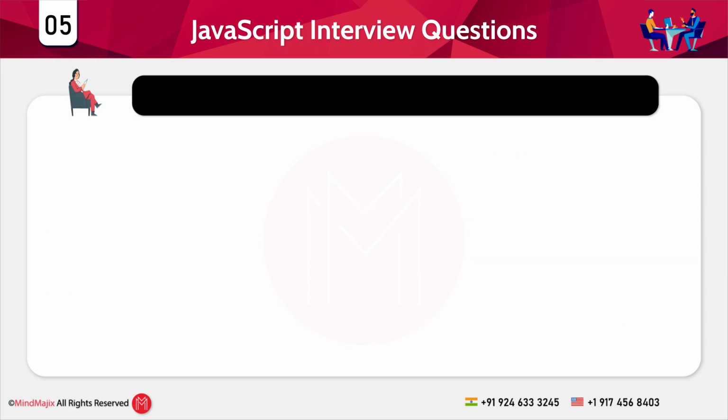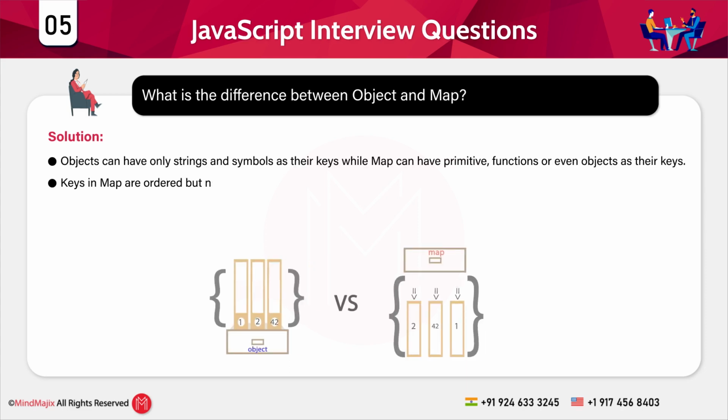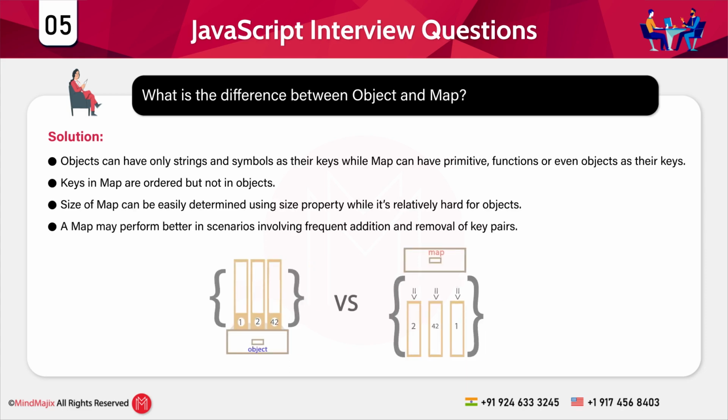Next question, what is the difference between object and map? The answer is, an object can have only strings and symbols as its keys, while a map can have primitives, functions, or even objects as its keys. So the map can have primitive data types or objects as a key value. Keys in the map are ordered but not in objects. So in objects, the keys are not in an ordered fashion.